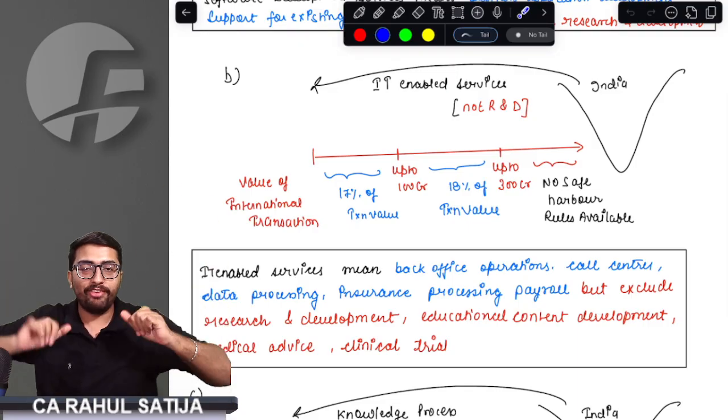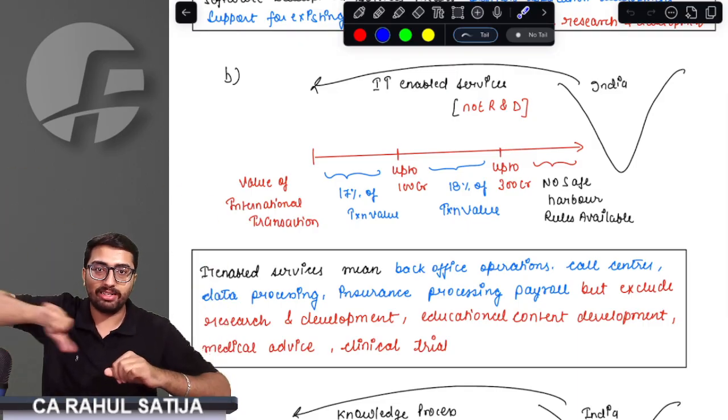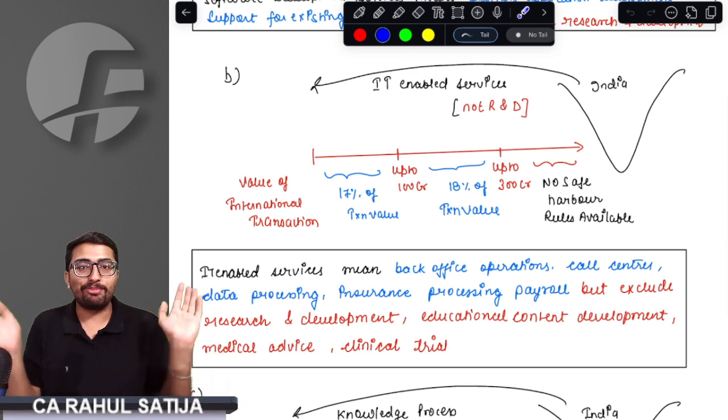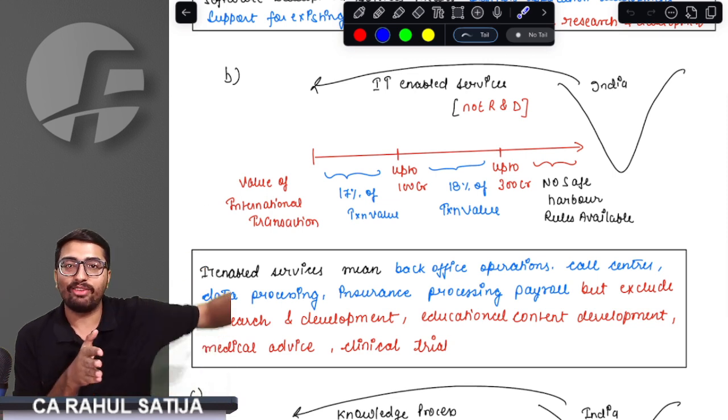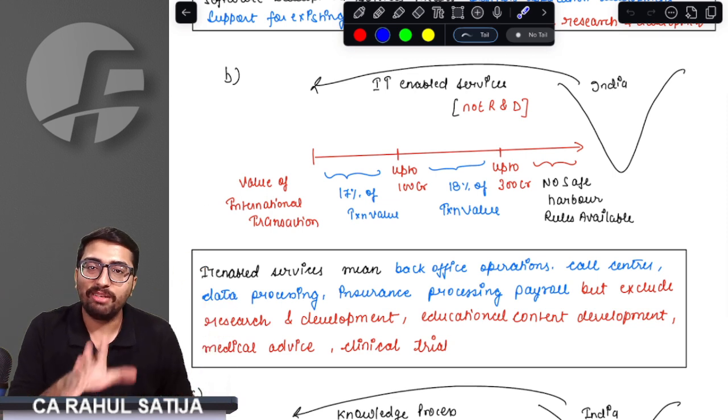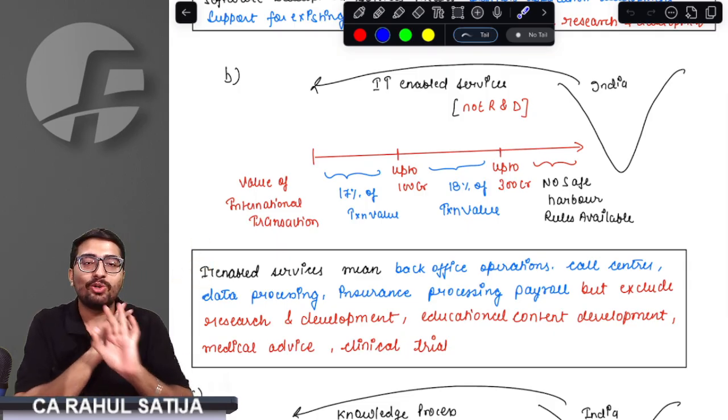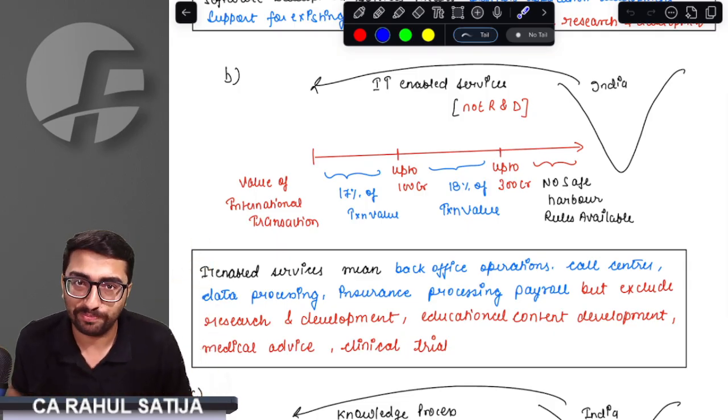So what did I just say? If it is software development services or IT enabled services, if the transaction value is up to 100 crore, then declare 17%. If the transaction value exceeds 100 crore, up to 300 crore, declare 18%. If it exceeds 300 crore, sir, no safe harbor rule is available.